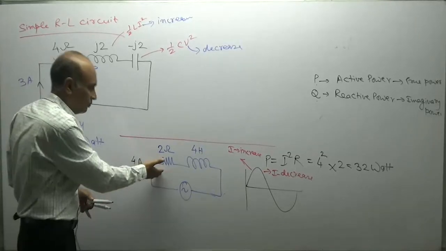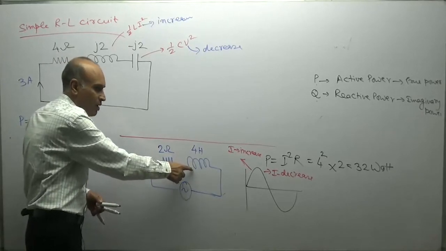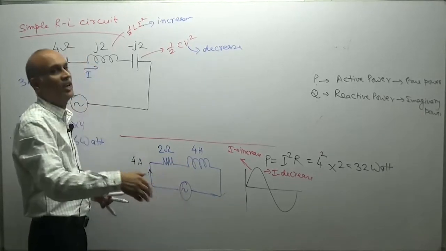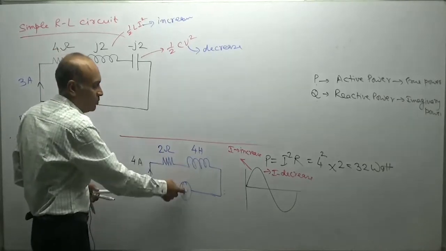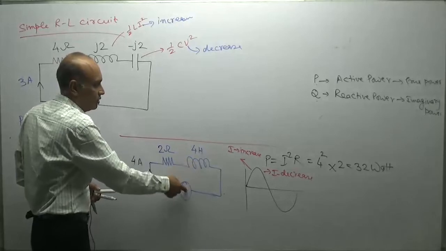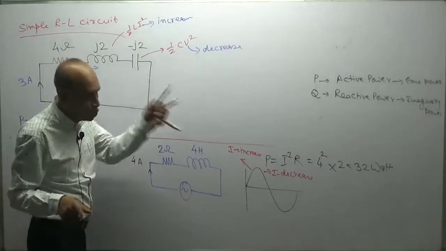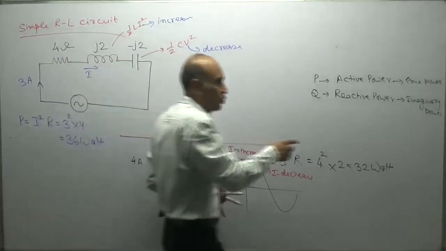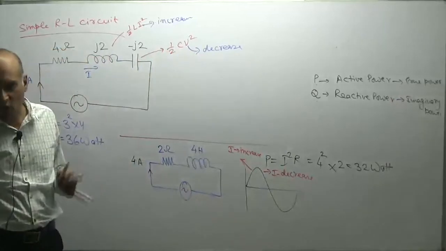In this diagram, the inductor is consuming reactive power and the voltage source is generating the reactive power, but actually there is energy exchange between these. And actual power means true power. Actual power means true power. It is consumed by this resistor only.